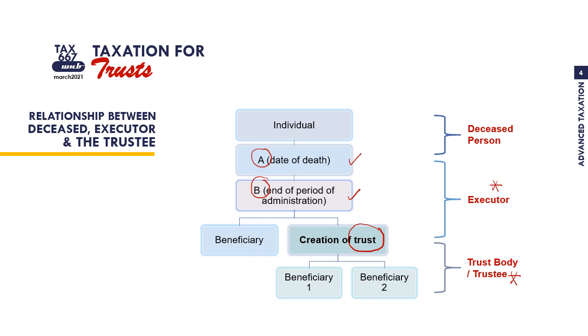Sometimes the executors and the trustee can be the same person. There are other situations where the executors have done their job. After that, the settlor will appoint another person to become his trustee. So in this diagram, you can see the relationship between deceased person, executors, and the trustee.